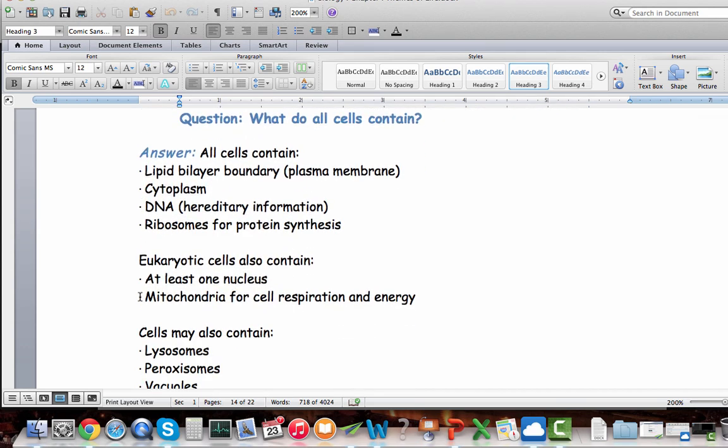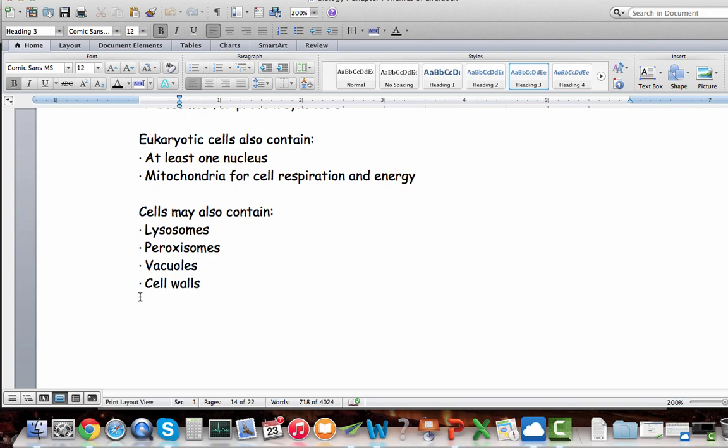Question: what do all cells contain? Answer: all cells contain, number one, a lipid bilayer boundary called a plasma membrane. All cells contain cytoplasm. They contain DNA for transmitting hereditary information. And they all have ribosomes for protein synthesis. Eukaryotic cells may also contain at least one nucleus and mitochondria for cell respiration and energy. In addition, cells may also contain lysosomes, peroxisomes, vacuoles, and cell walls.